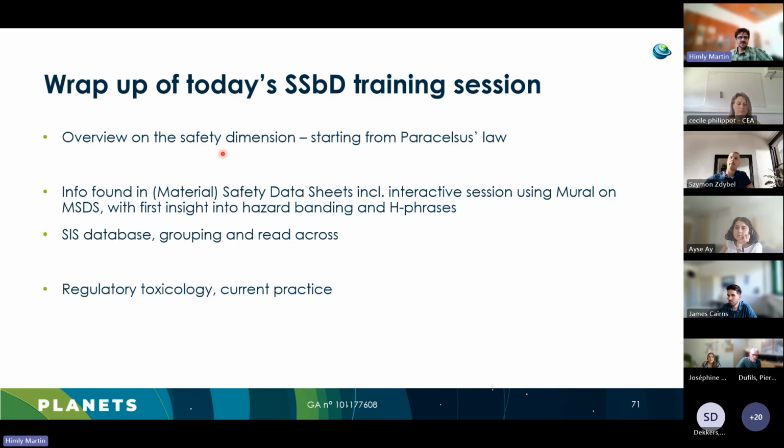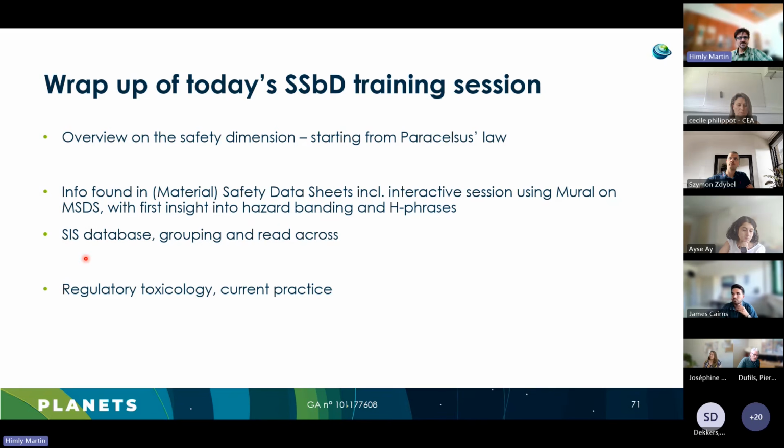What did we see after this insight? We looked into material safety data sheets and the relevant and essential pieces of information there. We also did this in an interactive session using Mural on three different examples. In that way, we also got some first insight into hazard banding and the H phrases. There are tools out there, and as a little teaser for one of the next training sessions on safety, we are going to be applying and looking further into a hazard banding tool.